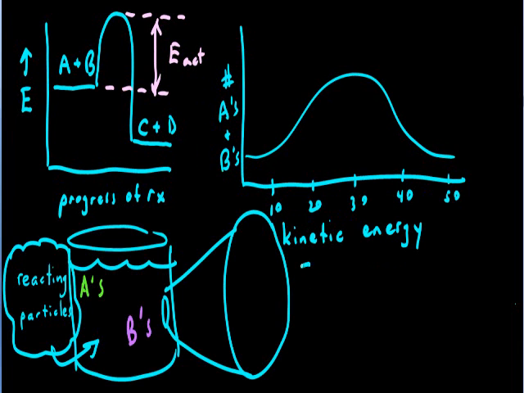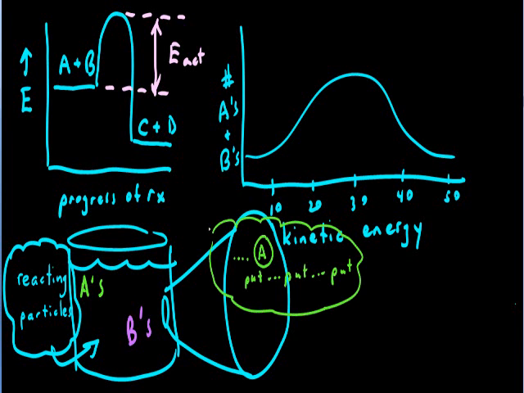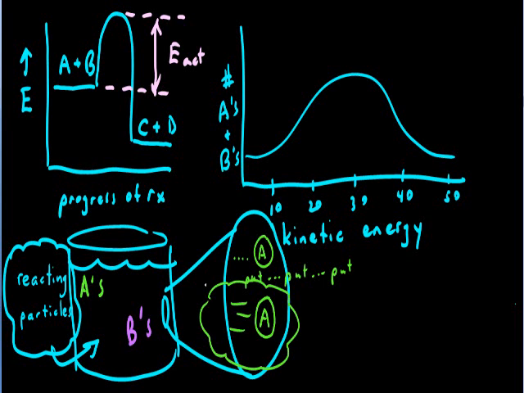If we could take a peek inside our container and examine the A and B particles, what we'd find is that in our sample, some of the particles are moving rather slowly, kind of put, put, put, moving around. That'd be reflected by particles that have very low kinetic energy. Also within the sample, we'd find some of the particles that are moving rather quickly, have a high amount of motion. That'd be reflected by some of the particles that have a fairly high kinetic energy.